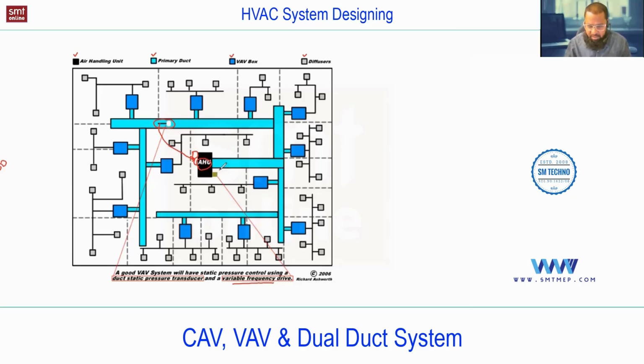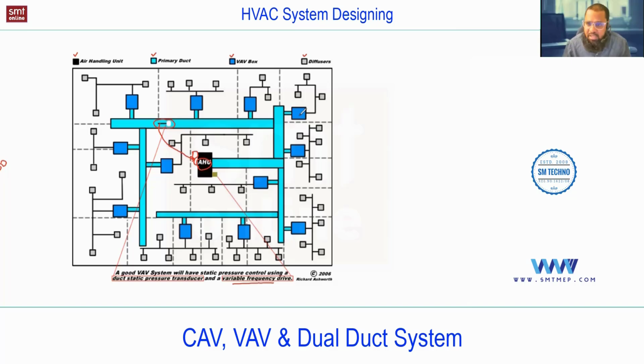Why, we'll discuss. But you see the second difference is this static pressure sensor, nothing but a pressure sensor which will monitor the pressure inside and give the feedback to the control system, so that the control system can increase or decrease the speed of the fan motor. Increasing or decreasing the speed of the fan motor means varying the flow rate. Okay, second difference.